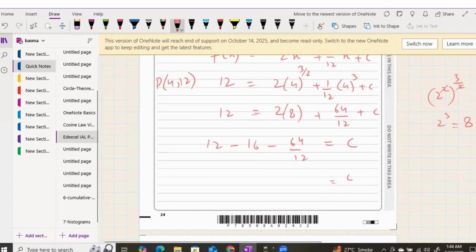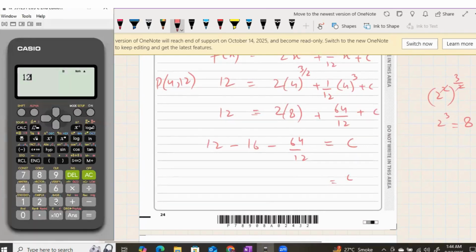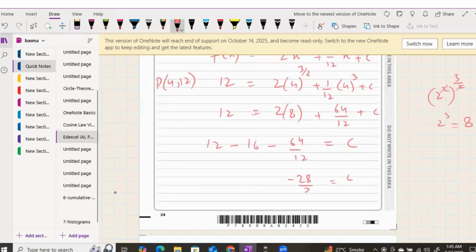You now put the whole thing in the calculator. That makes it 12 minus 16 minus 64. I put the fraction 64 divided by 12. That makes it minus 28 over 3. Okay, so here is your c.